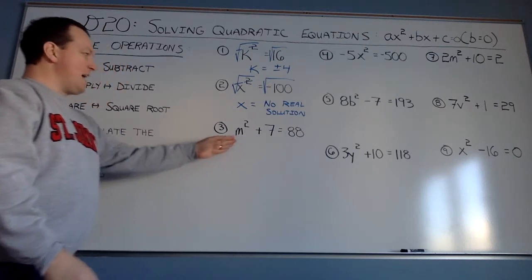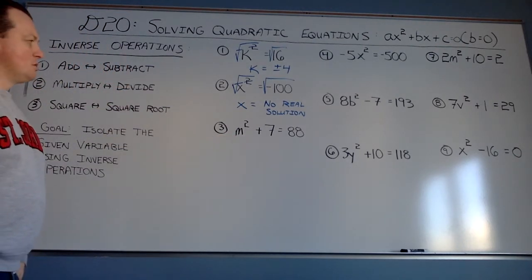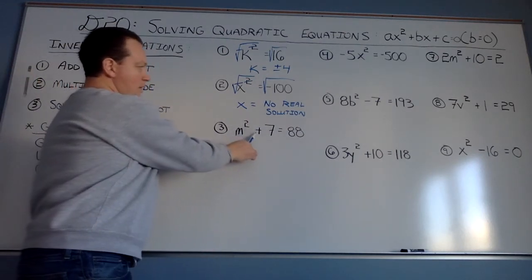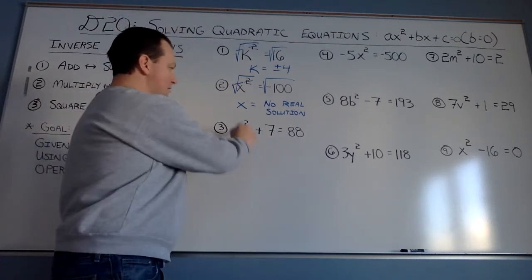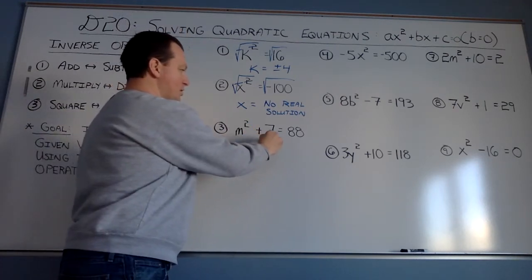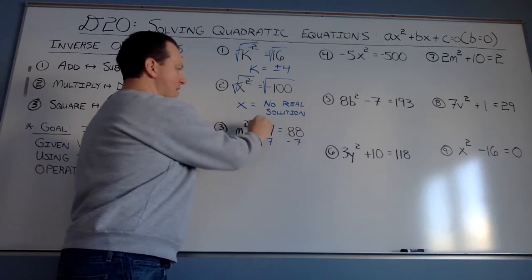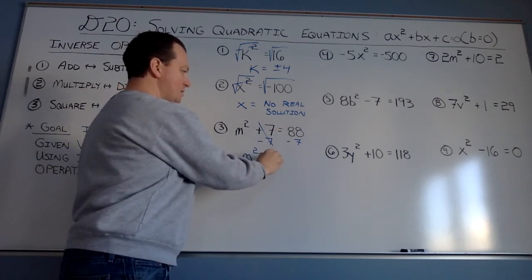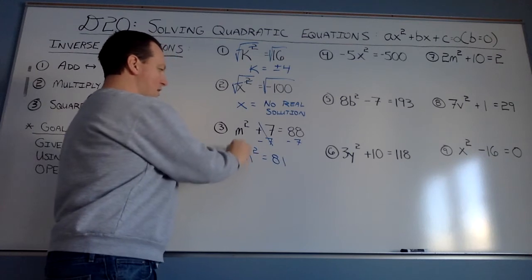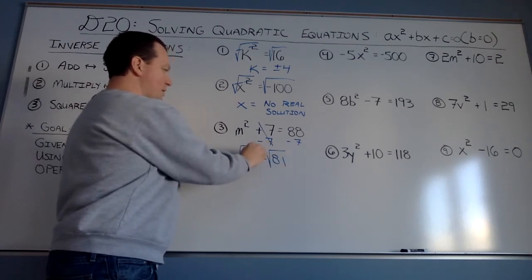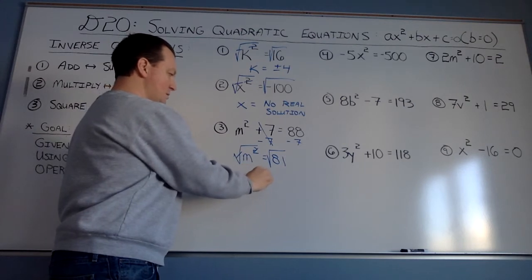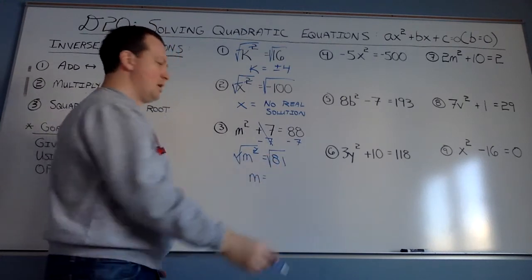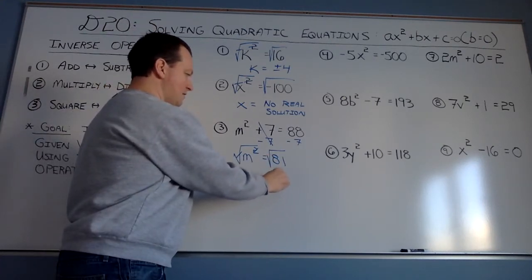Examples 3 and beyond, we are going to have multiple sets of inverse operations that we're going to use to get our variable alone. So example 3, I have m squared plus 7 equals 88. So to get my m squared alone, I'm first going to undo the adding 7. So I'll subtract 7 from both sides. I'll be left with m squared equals 88 minus 7, 81. To get the m alone, I'll undo squaring it by taking the square root of both sides. Square root of 81, remember I'm finding solutions, not just simplifying the expression. So I need to have both positive and negative 9.